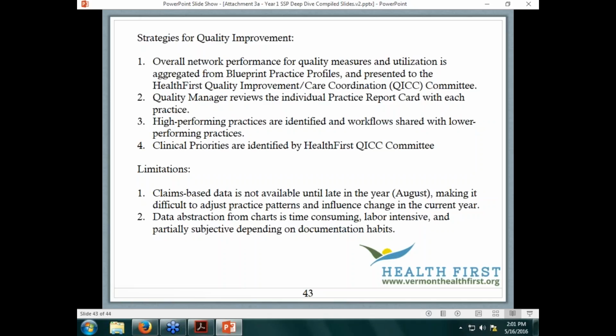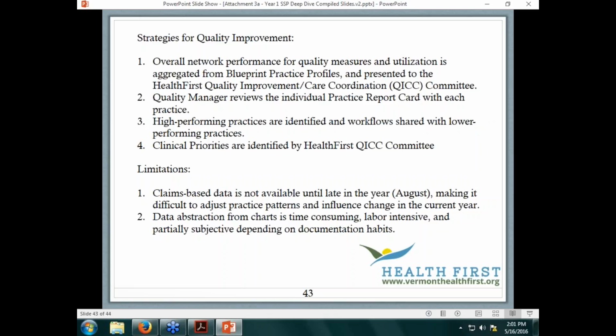Our quality manager goes and meets with them on a regular basis throughout the year and says, okay, here's your data, here's how you rate against everyone else. Physicians by nature tend to be high achievers, and no one likes to be average. They all like to be above average. So when we say, here's how you are compared to the person down the street, they tend to want to improve that somehow. And so what we do is we present their practice report card. Like CHAC, we get a lot of information from the Blueprint practice profiles. We aggregate that for just our networks, get all the individual practice profiles, and we can show how they compare across the Blueprint, which is great.